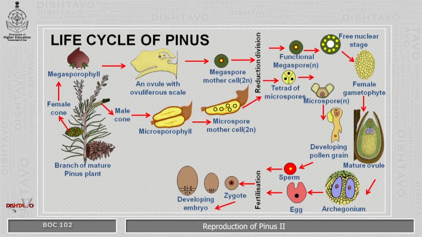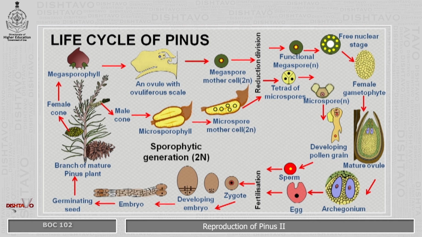This zygote will develop through further stages to form the embryo, and this embryo will give rise to a germinating seed. And finally, we are going to get the sporophytic plant body. So, the whole sporophytic generation is diploid in nature, and the gametophytic generation is haploid in nature.